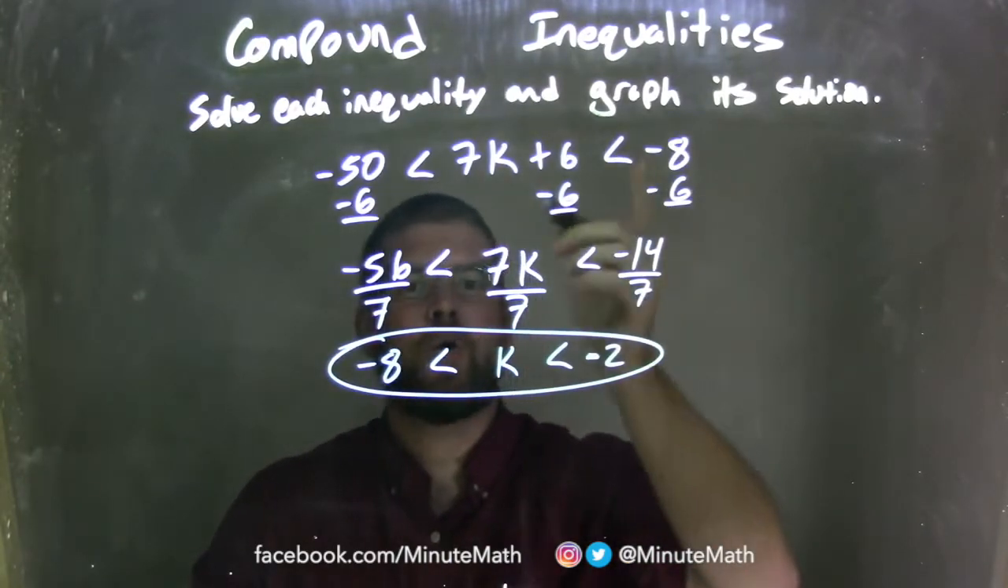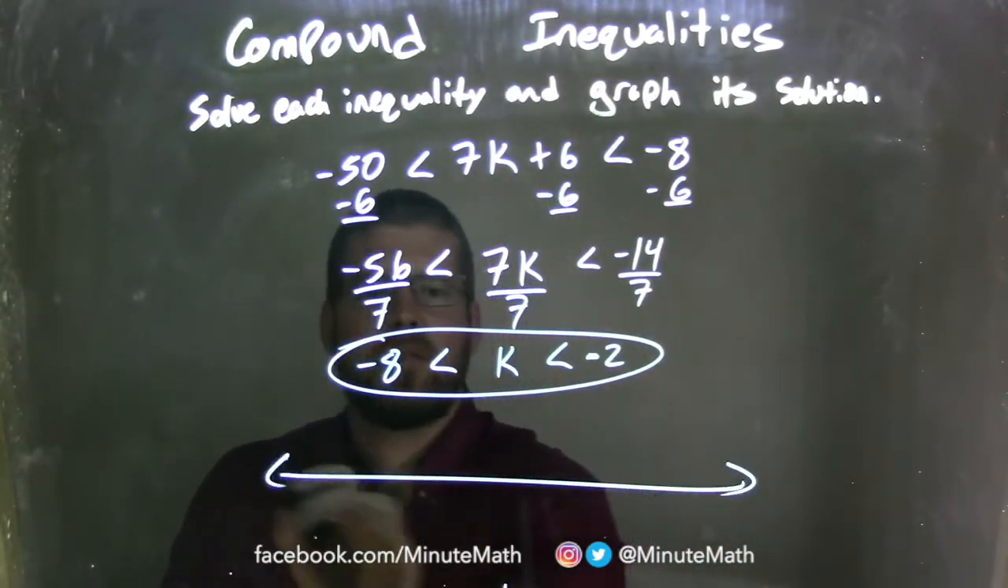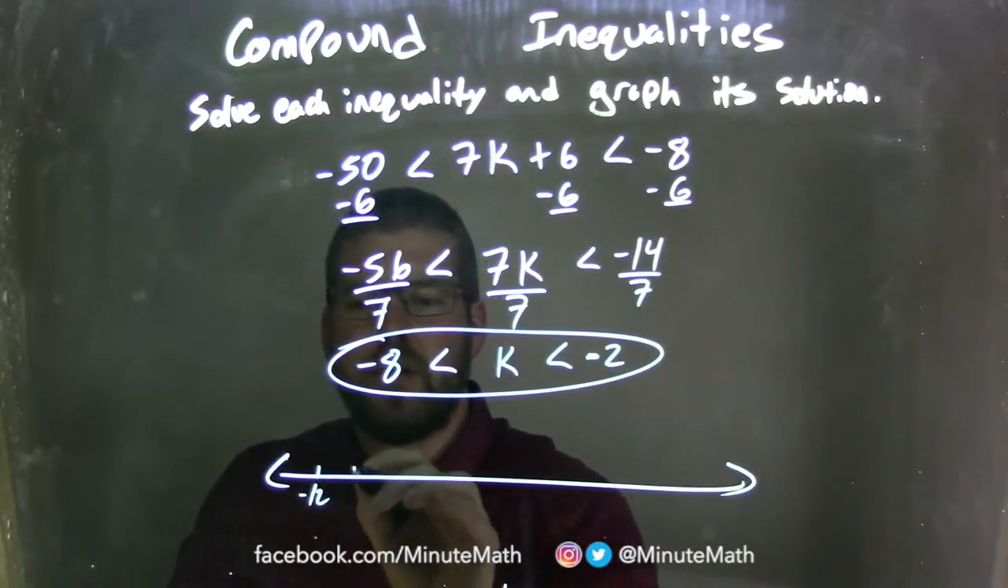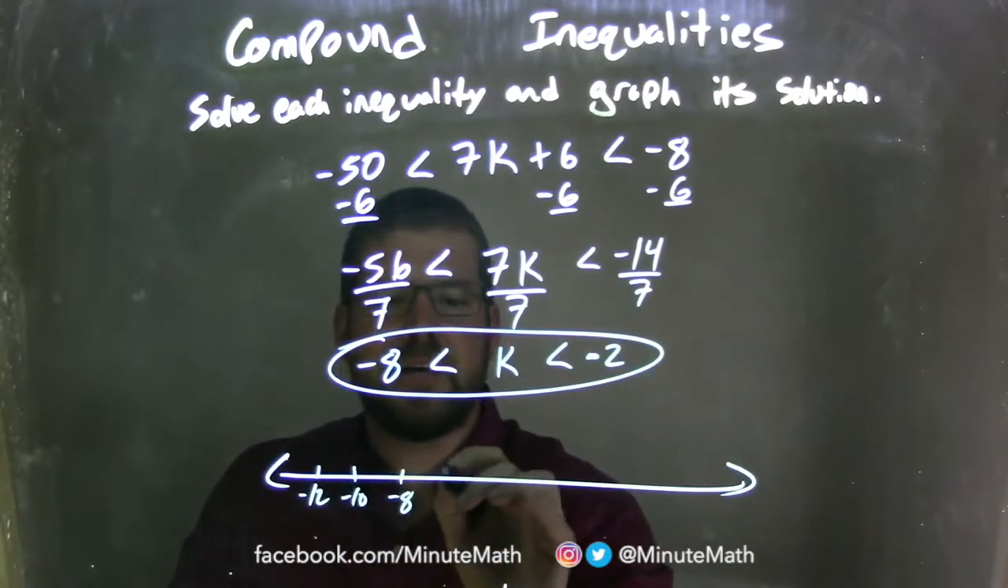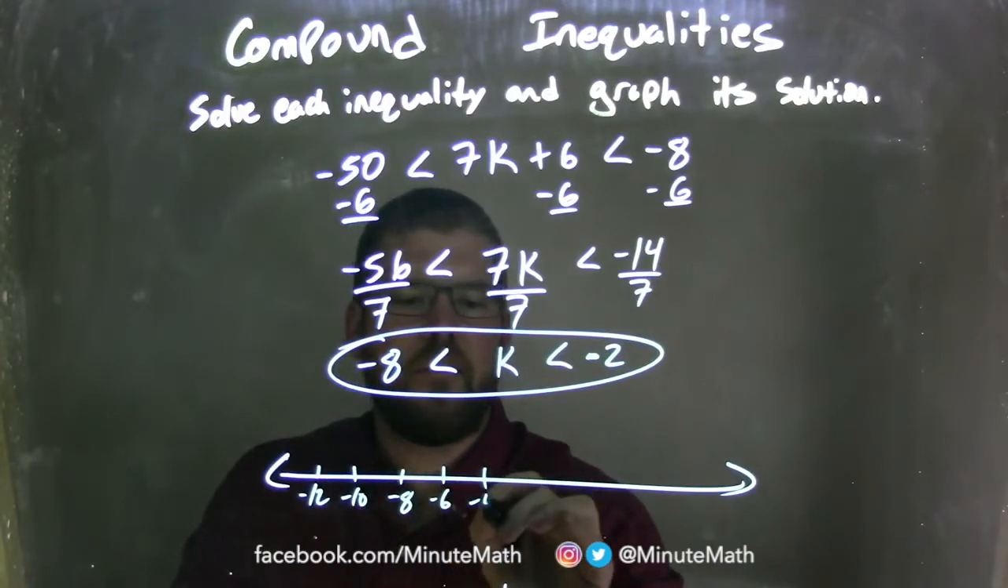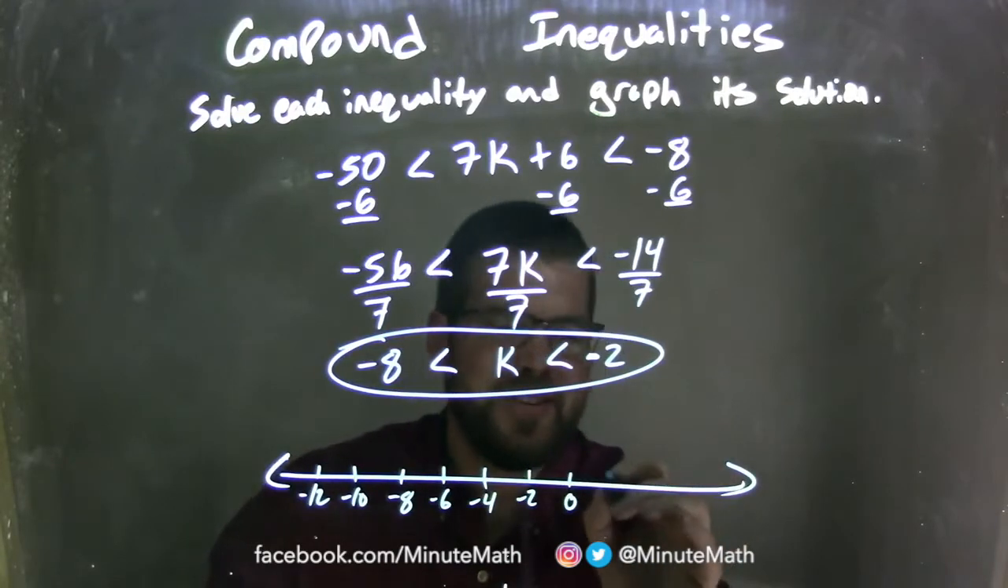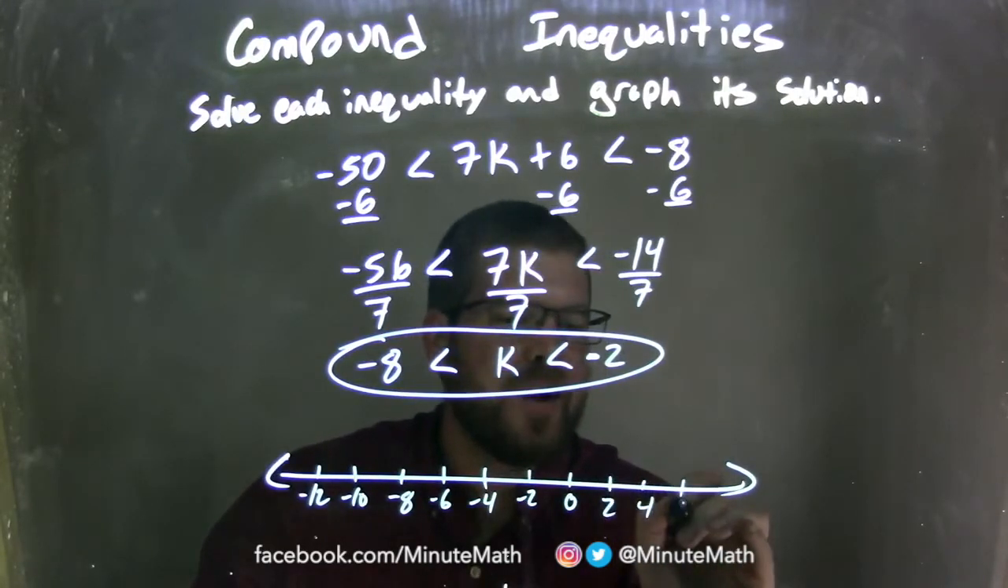But now I need to graph that solution. Okay? So I'll put a little graph down here. Let's go by 2. So let's start at -12. -12, -10, -8, -6, -4, -2, 0, 2, 4, 6.